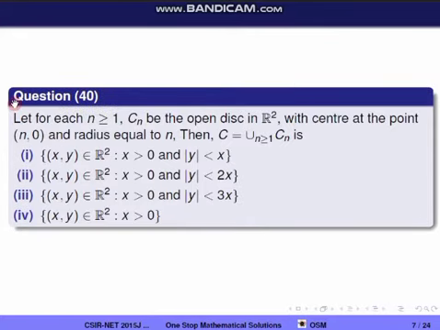Next question, question 40. Let for each n greater than or equal to 1, Cn be the open disk in R² with center at the point (n, 0) and radius equal to n. Then C is equal to the union over n greater than or equal to 1 of Cn. So Cn are defined as curves here, and C is the union of the Cn's. Then we have to check which of the following options describes the graph of C. So let's look at how to do this question.